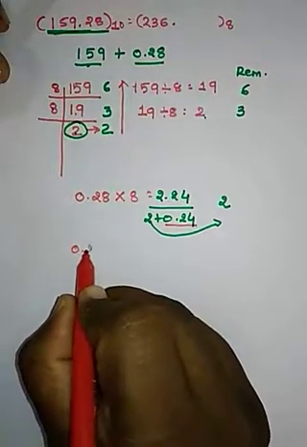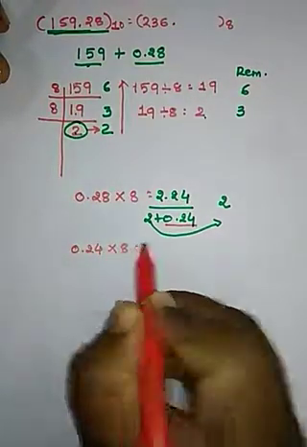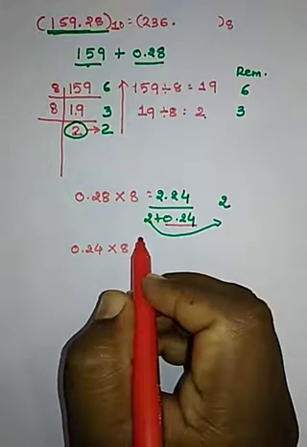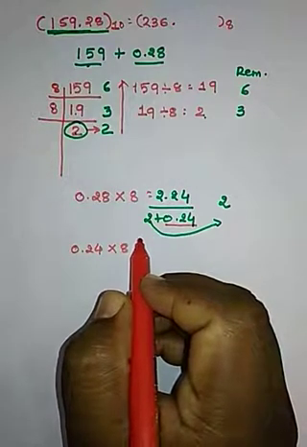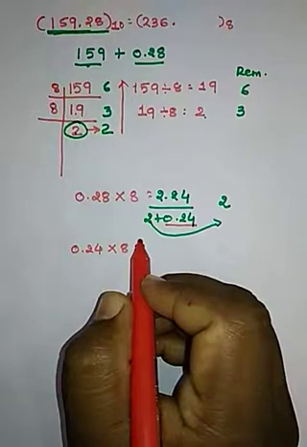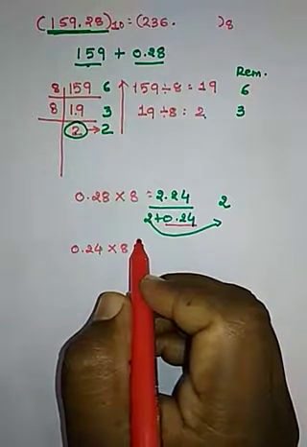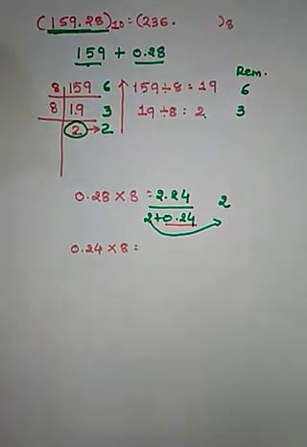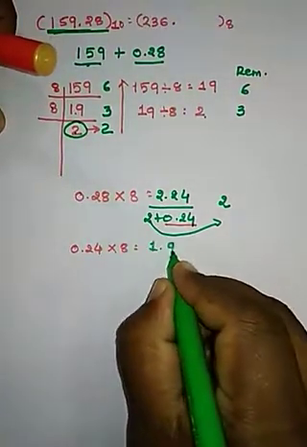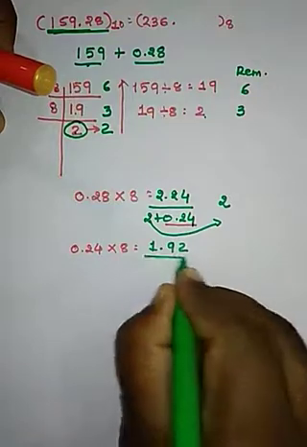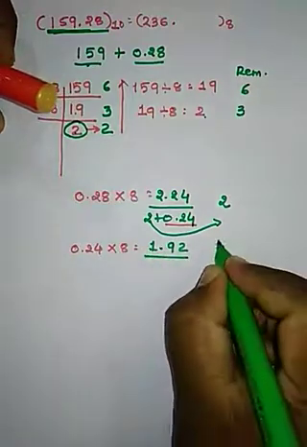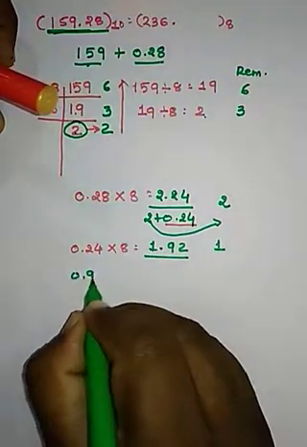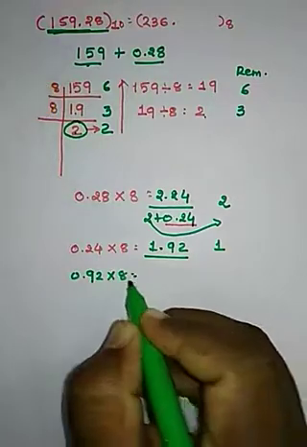કેટલા બચ્યા છે? 0.24. This 0.24 is multiplied by 8. આ 0.24 ને આપણે 8 વડે મલ્ટીપ્લાય કરીશું તો કેટલો આન્સર આવશે? It's a 1.92. Okay, what is the before point? It's a 1. Take it out. Then again 0.92 into 8.